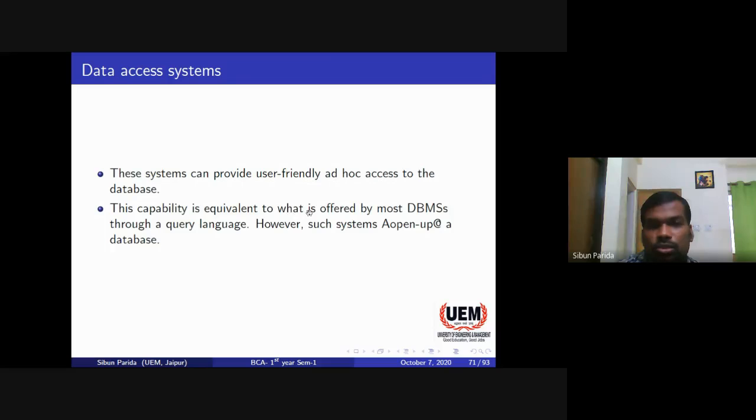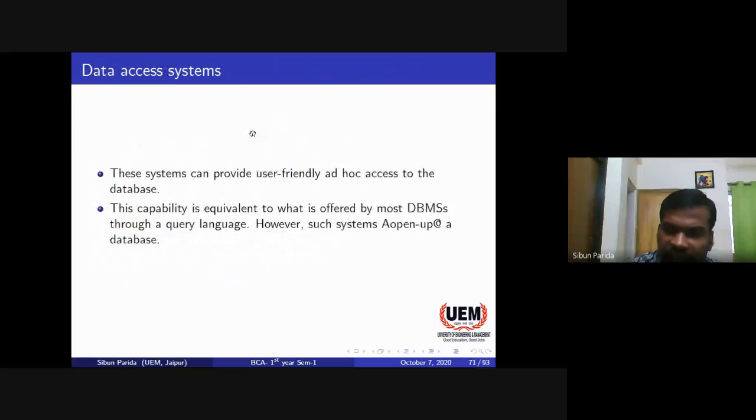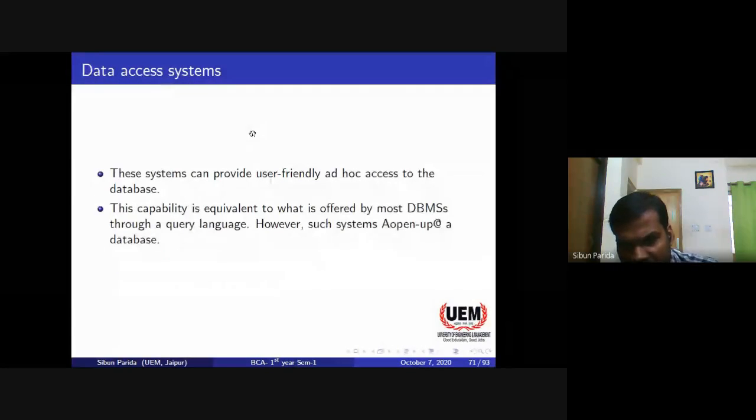This capability is equivalent to what is offered in most DBMS, database management systems, through a query language, because you give a query and based upon your query, all the information is extracted. However, such systems open up a database, because a database should be there so that it is easy to access. The property of DBMS database systems is that the database should be easily accessible. So that is called a data access system. All these are classifications of decision support systems. If you are easily accessing the data, then you can easily make decisions.